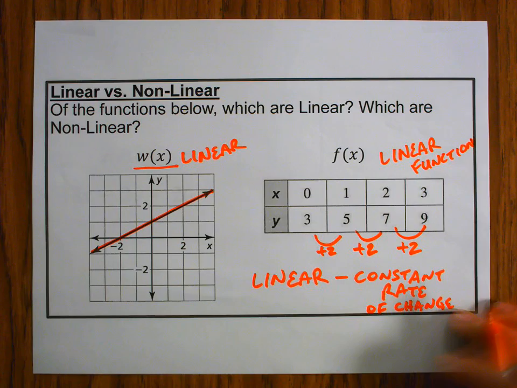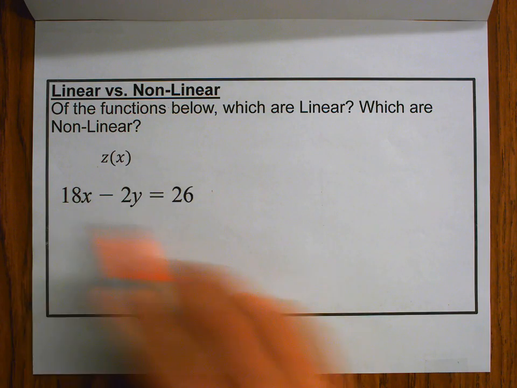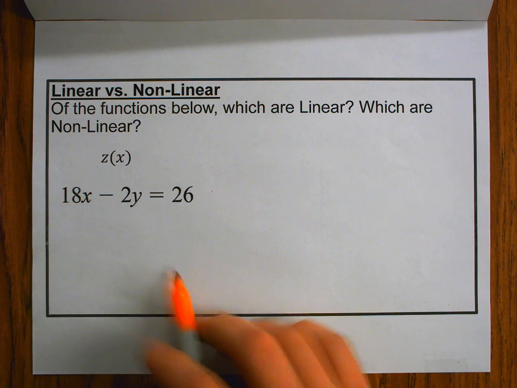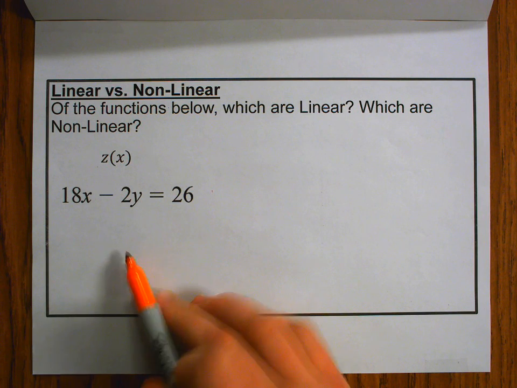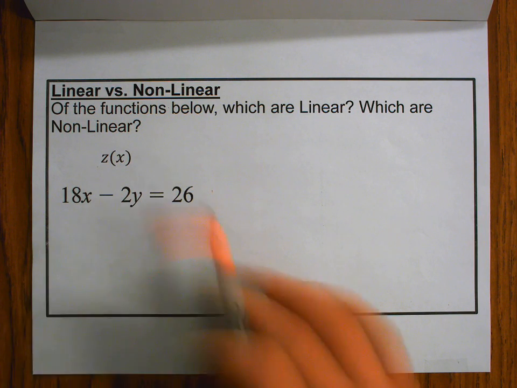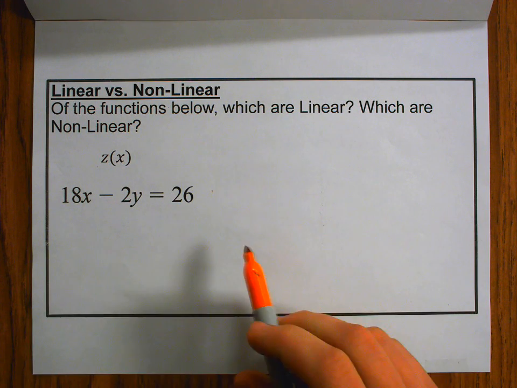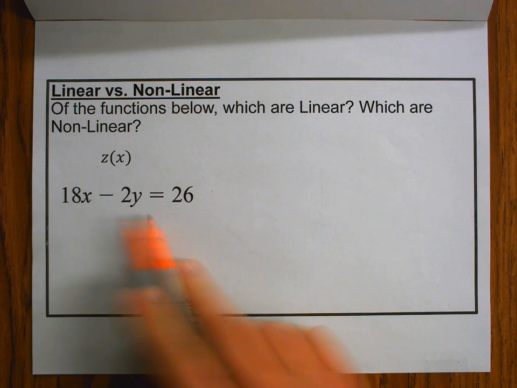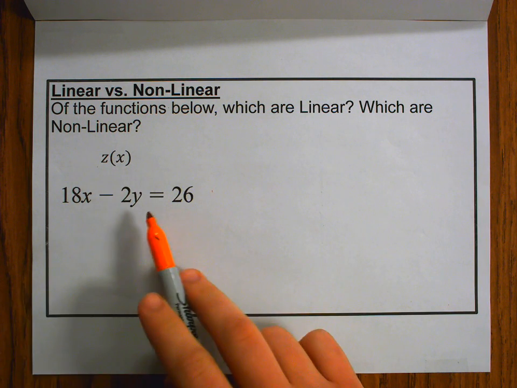Now let's do a harder example. What if you were given an equation that looks like this and asked, is it linear or nonlinear? Take z of x, for example. Whoa, what do? You want to manipulate the equation into slope-intercept form. Or you could just look at it and say, well, is there going to be a constant change between x and y? The latter will be harder.